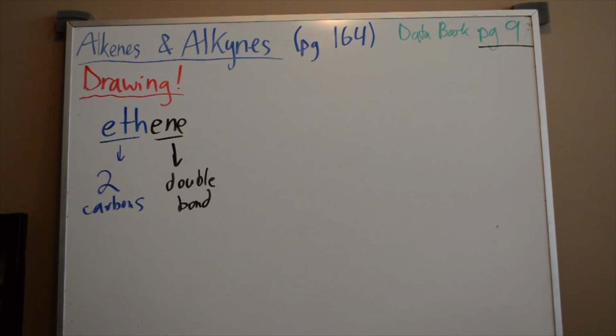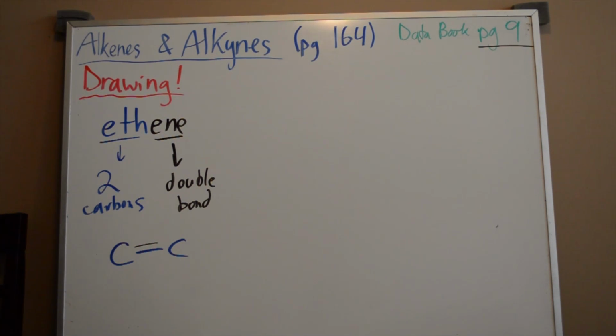Or a double bond in between the carbons, okay? So if we were to draw that out, we got 2 carbons over here. Okay, and we also know that we have double bonds. We need to be putting it like that.